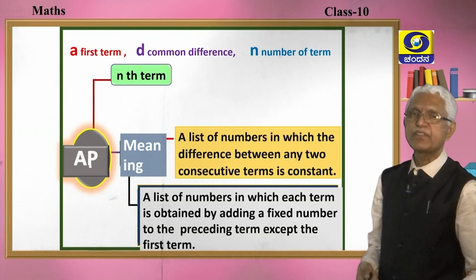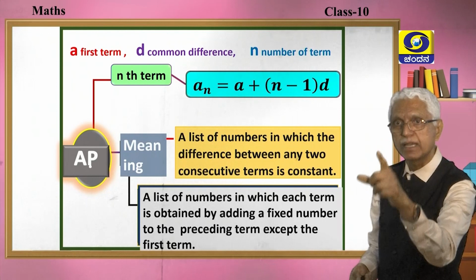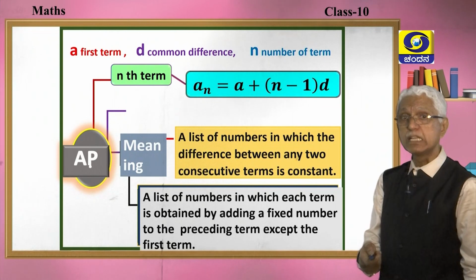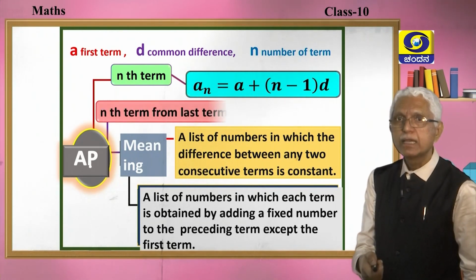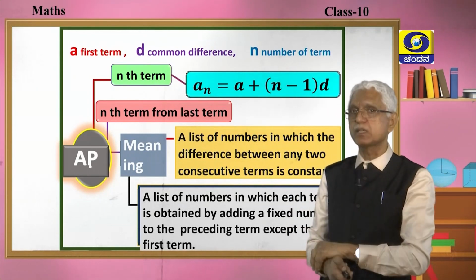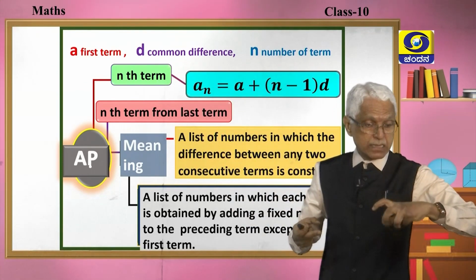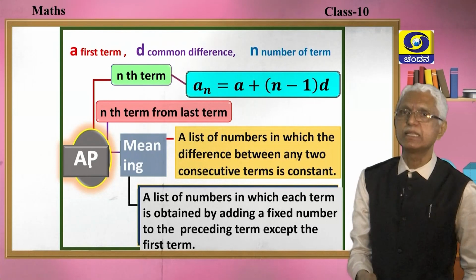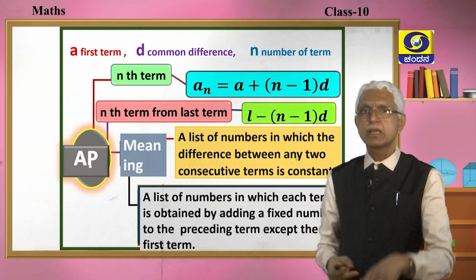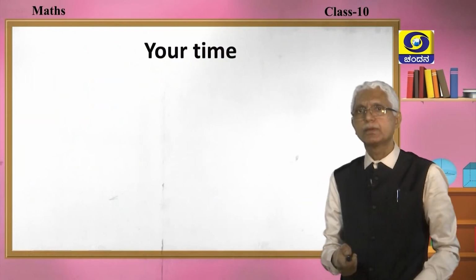Then nth term of an AP is given by the formula an is equal to a plus (n minus 1) into D, correct. That's good. What else are we looking at? Nth term from the last term, most important. There will be usually a problem on this. 10th term from the last term, 15th term from the last term, nth term from the last term is given by the formula L minus (n minus 1) into D, correct. This is what we have learned today in the first session, I hope, right.